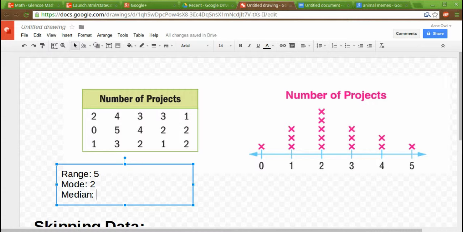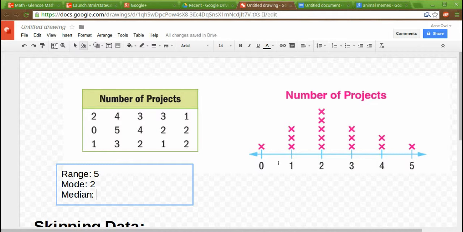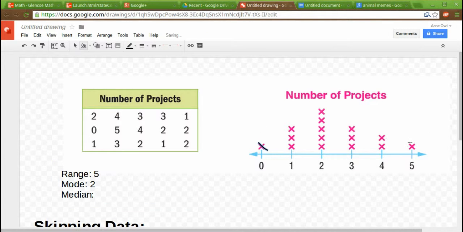Median is also really easy to find once our data is organized like this. Let me remind you that the median is the middle number. Because it's all listed in order here, I can find that middle number very easily. Cross one out on each end until you get to that middle number. So cross out 2 on this side, cross out 2 on this side, cross out 2 from over here, cross out 2 from over here.